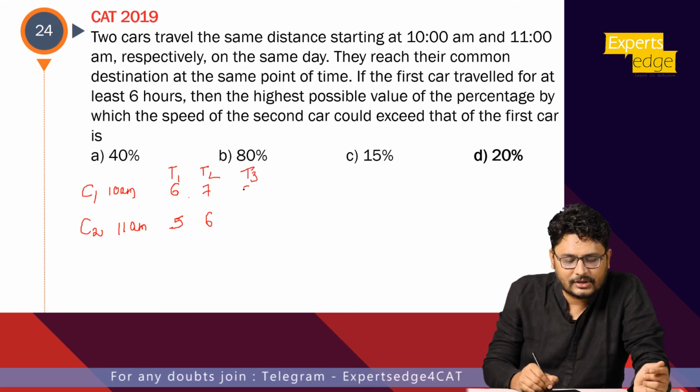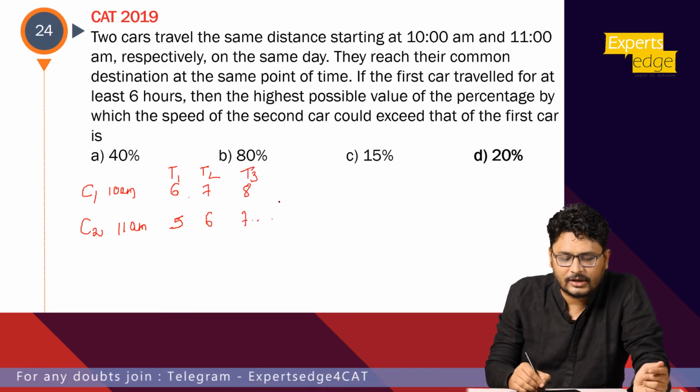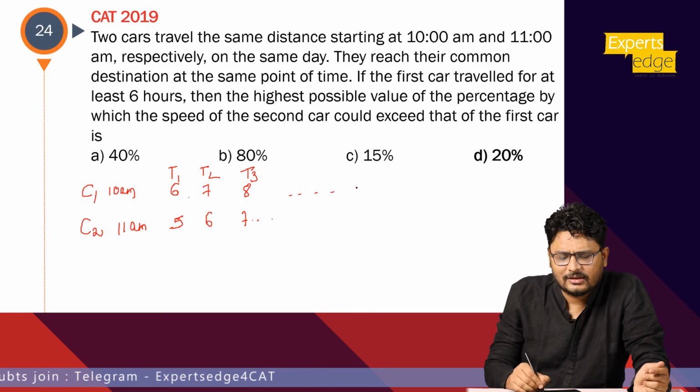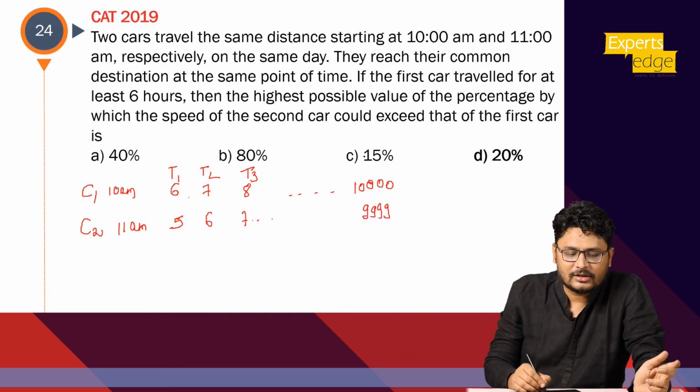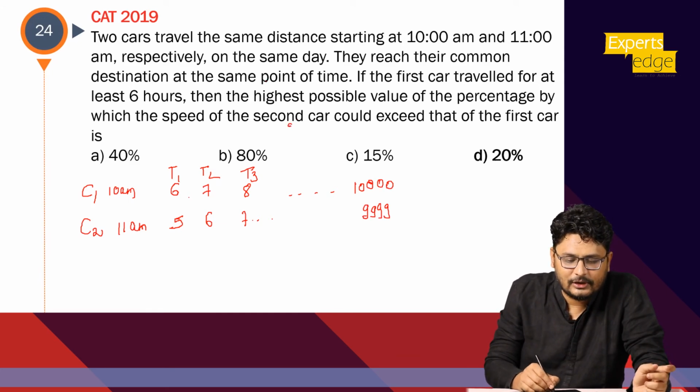Third time later, this could be 8 hours, 7 hours and so on, and so fourth, right? If I take the extreme case, this might be possible that this car traveled for 10,000 hours and this car traveled for 1 hour less, that is 9,999 hours, right? Now look at the question.